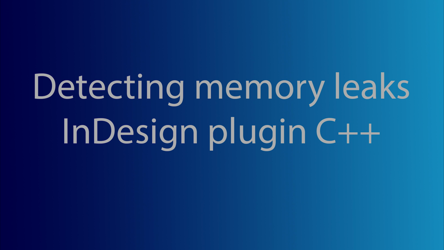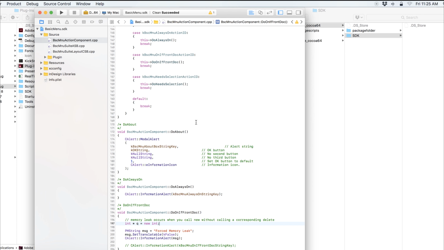Tracking memory leaks in InDesign plugin development can often be difficult with the tools provided in InDesign SDK. Fortunately, Xcode Instruments is a very handy debugging tool that can help you. Instruments is a powerful and flexible performance analysis and testing tool that's part of the Xcode toolset.